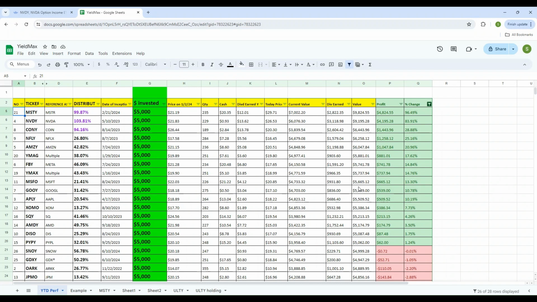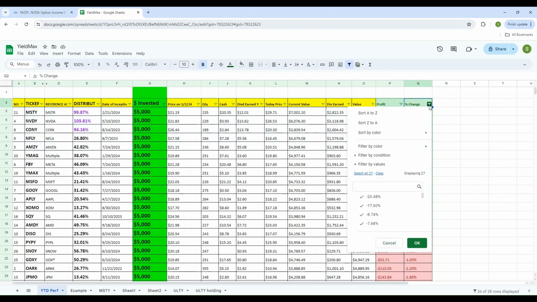Actually, I've done a detailed video on MSTY. Please go and take a look at it. It has detailed analysis. Same with NVIDIA. NVDY, you made a profit of almost 85%. CONY, 28. So based on these, you see that these are the top five YieldMax ETFs that give the highest return: MSTY, NVDY, CONY, NFLY, and AMZY, these five.